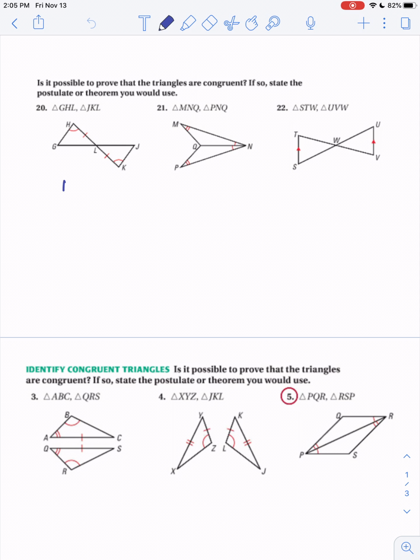So the ones that we found that work in the investigation were side, side, side. That means if you check all 3 corresponding sides on both triangles and they're congruent, they have to be the same triangle. There's no way to make a triangle that's different. We had side, angle, side, which means you have 2 sides and the angle between them. Then we had one called hypotenuse leg. That only works in a right triangle.